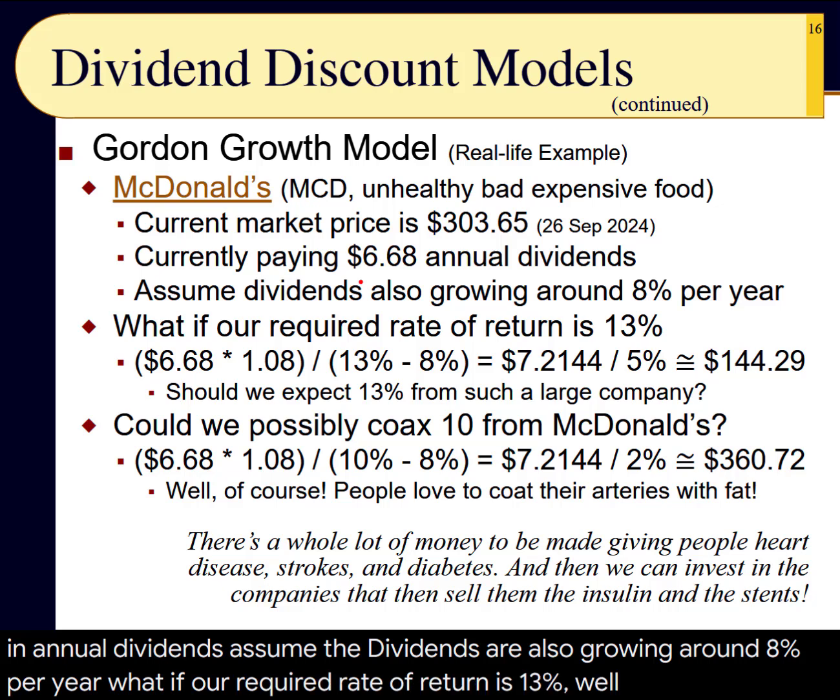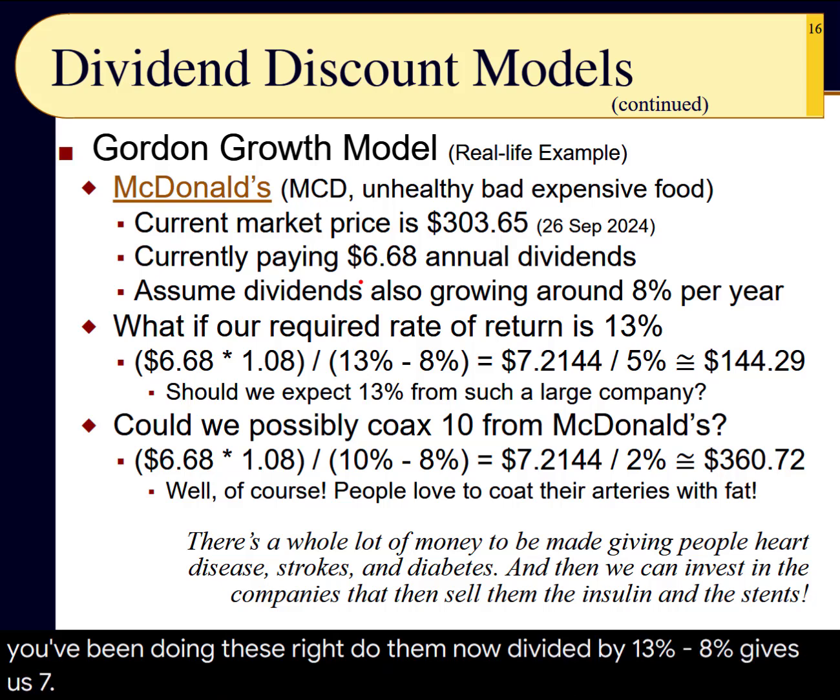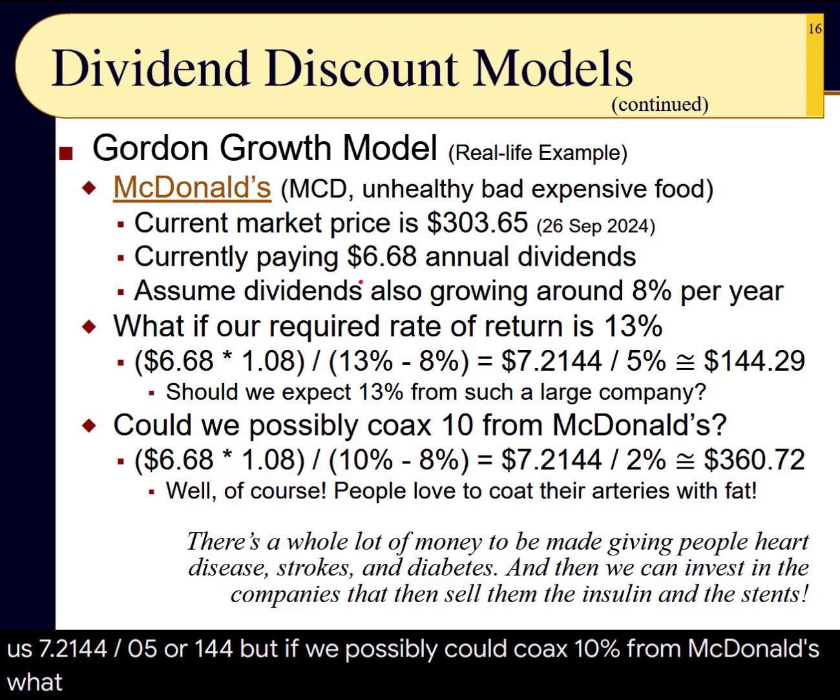Well, $6.68 times 1.08. I hope you've been doing these, right? Do them now. Divided by 13% minus 8% gives us 7.2144 divided by 0.05, or $144. But if we possibly could coax 10% from McDonald's, what would that give us?